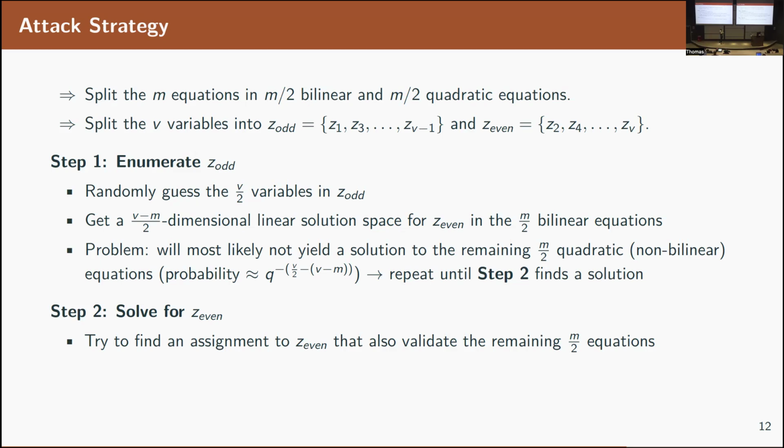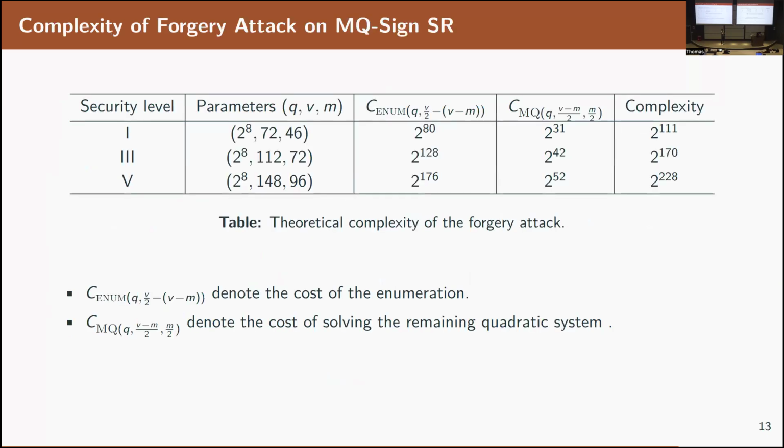And we have to find an assignment of the variables for the remaining equations, the non-bilinear ones. And there we need to use this v minus m/2 dimensional linear solution space to get a solution in the remaining equations. And thereby we have to solve this quadratic system. But the number of variables is really limited. Usually it takes a lot of time to solve a quadratic system, but because we have a limited number of variables, this can be done quite fast.